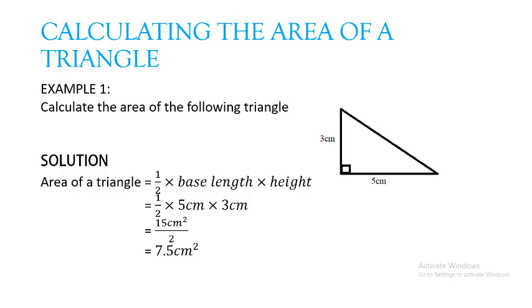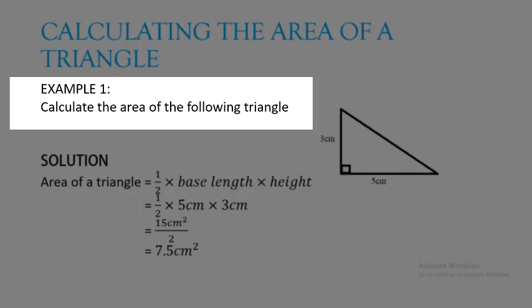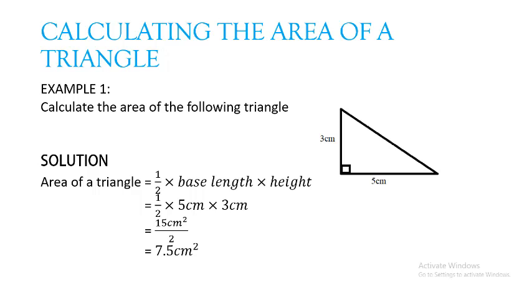So the question says calculate the area of the following triangle. So here we have a triangle. The base length is equal to 5 centimeters and the height is 3 centimeters. So how can we use the formula to find its area? So let us focus on the solution.